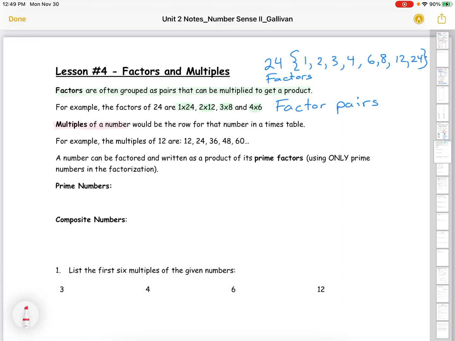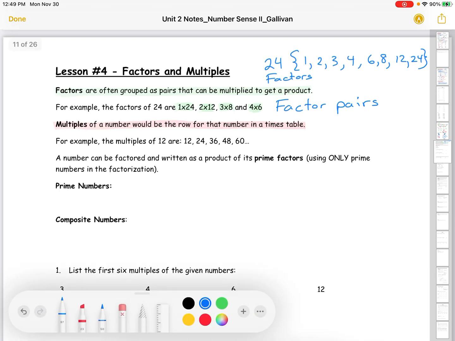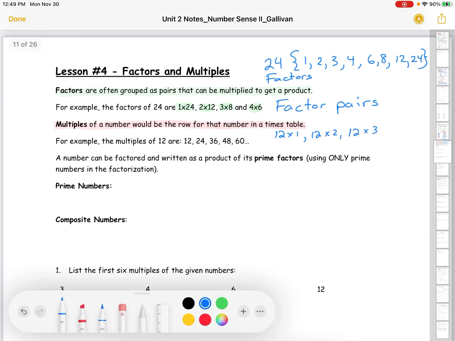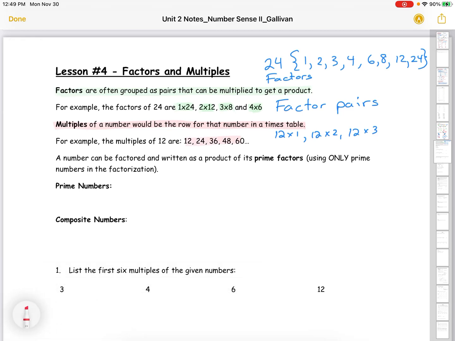Multiples of a number would be the row for that number in a times table. So for example, if you're going 12 times 1, 12 times 2, 12 times 3, we get our multiples, okay? And multiples are pretty much infinite. So we can't often list all of the multiples because there's an infinite number of numbers that are going to keep coming up. But we could list a bunch of multiples.